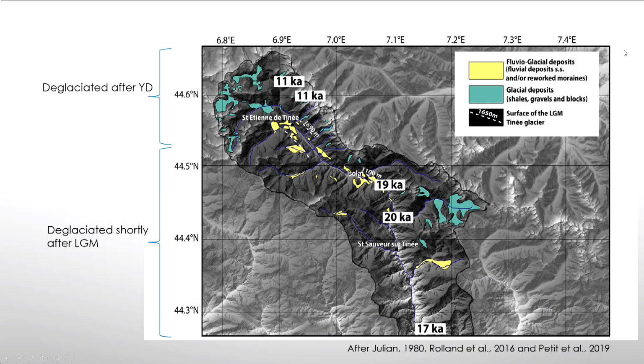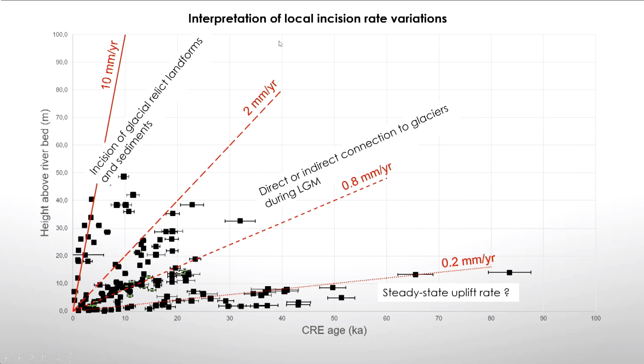So if we compare this with previous estimates of the timing of deglaciation, and also this is a compilation based on different data, we see that indeed we have a consistent timing of deglaciation around 17 to 20,000 years in the main part of the Tinée River, and the only exception is the very high altitude remnants that have been free of ice only after 11,000 years.